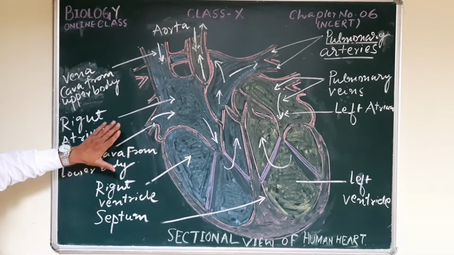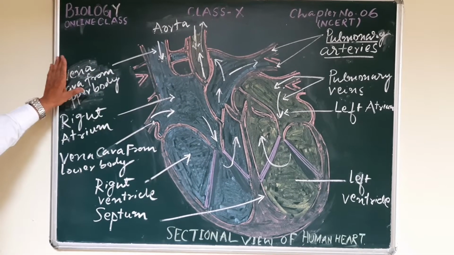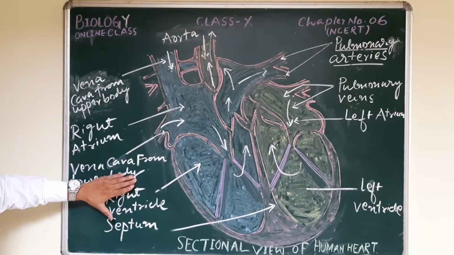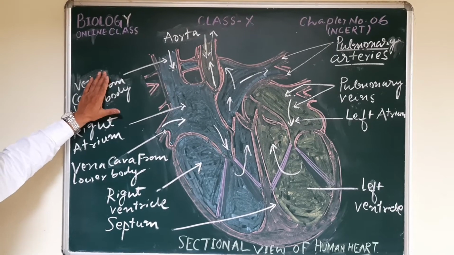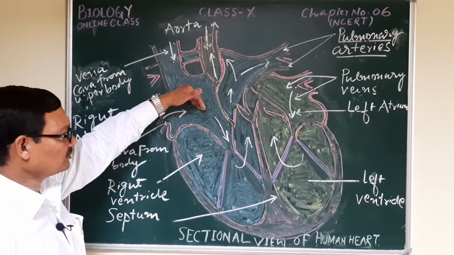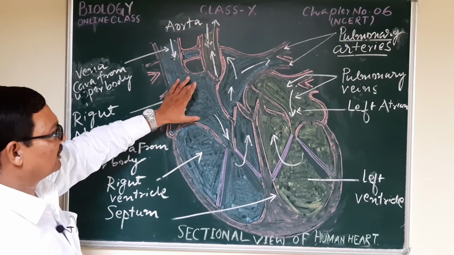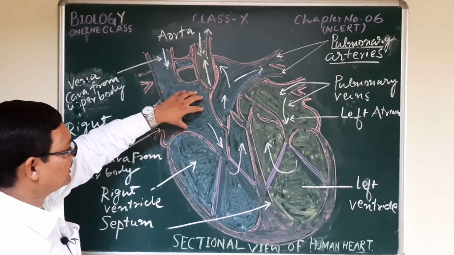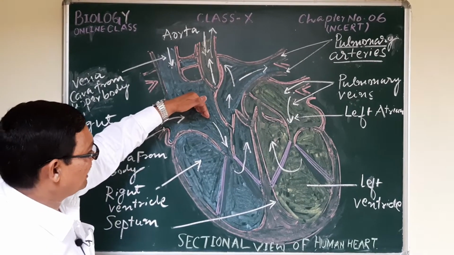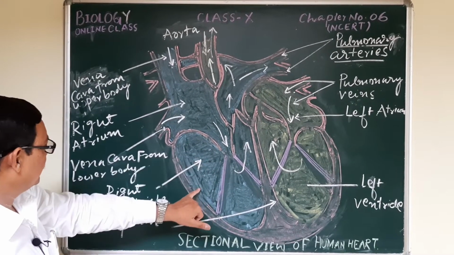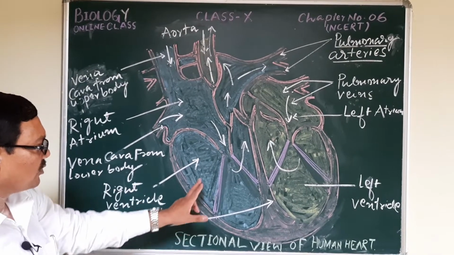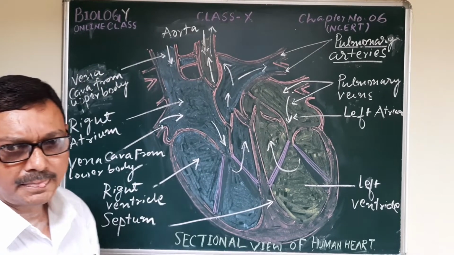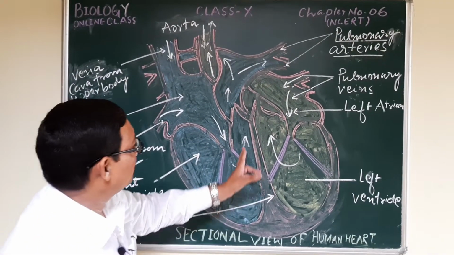Here, once again, listen carefully. From the upper part and from the lower part of the body, deoxygenated blood will come to the right side of the heart, the upper chamber, that is known as the right atrium. In this right atrium, blood will come, and from this right atrium, the blood will enter into the right ventricle. From the right ventricle, think where it will go.